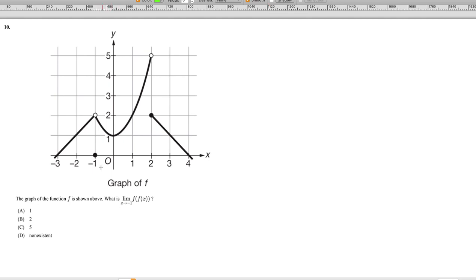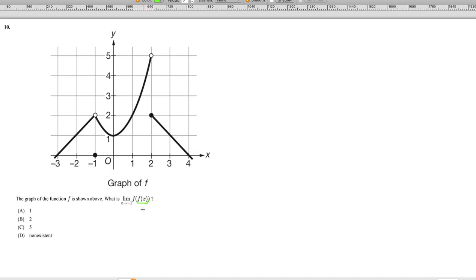We have it where they give us this graph of f and they ask us to determine the limit as x goes to -1 of f of f of x. So it's a little tricky because we have this composition of the function within itself. And the trick here is you want to see what's happening to first f of x as x gets closer to -1, and then use that.